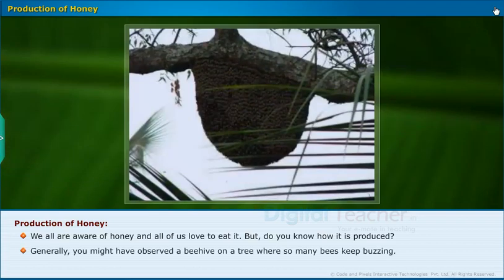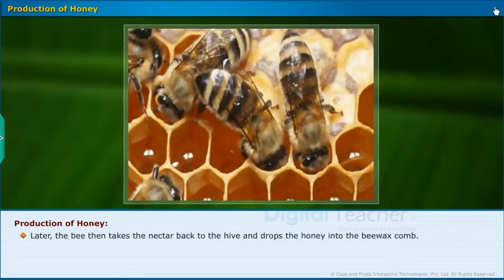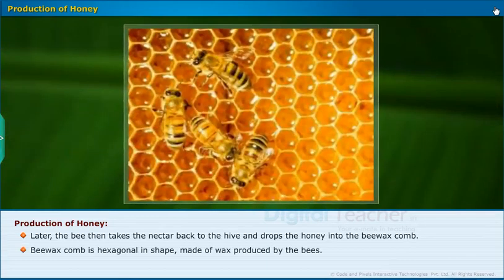Generally, you might have observed a beehive on a tree where so many bees keep buzzing. These bees collect nectar from flowers and convert it into honey and store it in their hive. Later, the bee then takes the nectar back to the hive and drops the honey into the bee wax comb. Bee wax comb is hexagonal in shape, made of wax produced by the bees.